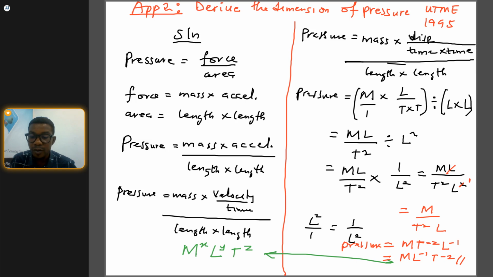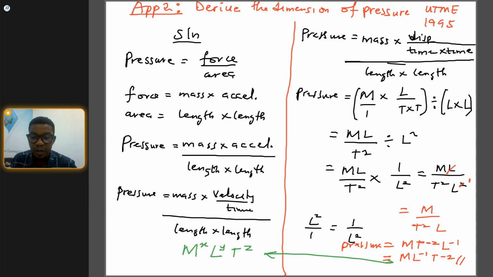Still waiting. The value of Y. Just need to compare both sides, okay? Just need to compare. This is Y and this is Y. So what will be the value of Y? Minus 1. Great response, Faith.